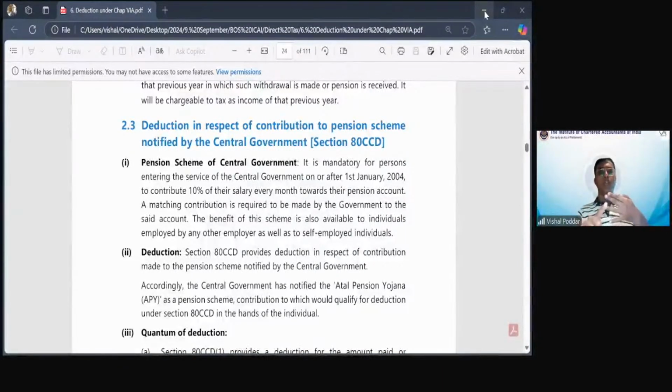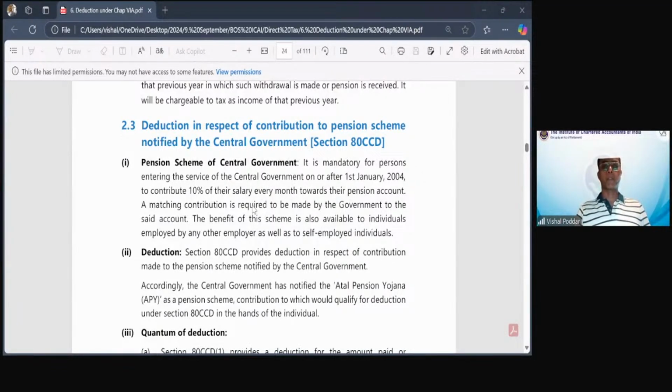Now there is a limit on the employee's contribution, which is again 10% of salary. And that 10% you'll first utilize in the common limit of 150. And even after utilizing it in the common limit of 150, if some amount is left and it is fitting in the 10% limit, you can claim it over here additionally up to 50,000. So this is what the 80CCD limits are.